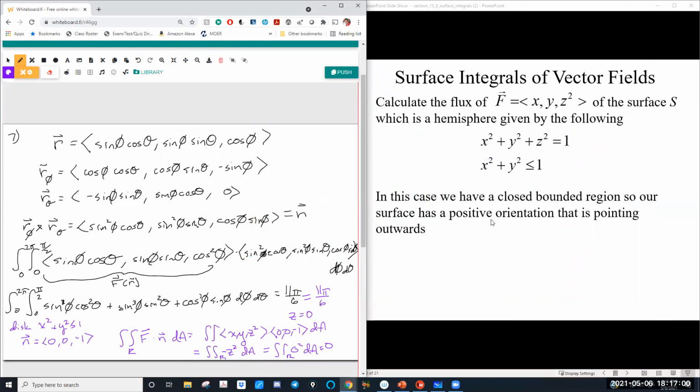Now, we're going to do this one again next week because one of our theorems works with closed bounded surfaces for flux integrals. So we're going to be able to check to make sure this 11 pi over 6 holds. The reason I wanted to do this one is because I just wanted to do one that was on a closed surface. And again, we're going to make a comparison next week when we do a similar one.